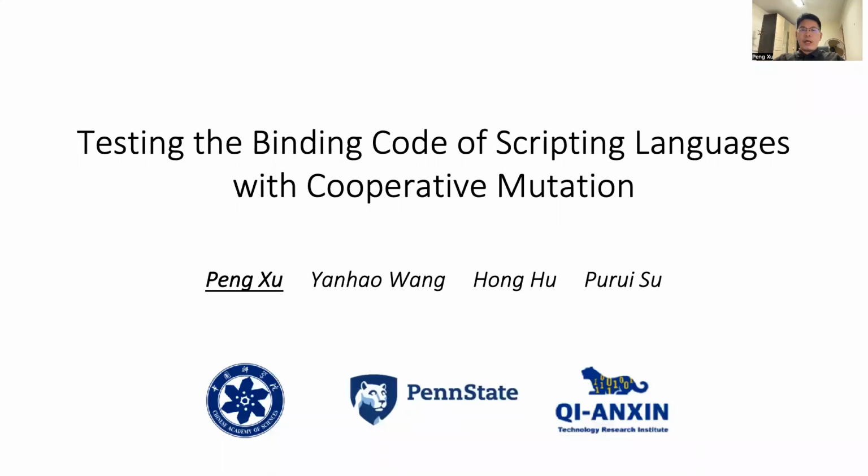Hello everyone, I'm Xu Peng from Chinese Academy of Sciences. Today I'm going to introduce our research work, Cooper, testing the binding code of scripting languages with cooperative mutation. It's a joint work with researchers from Qianxin and Penn State University.